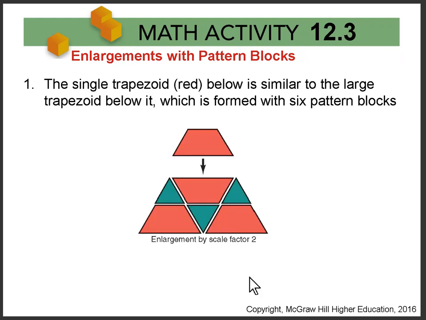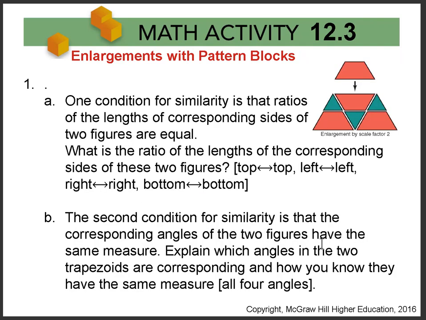In the first question, we have a figure, a red trapezoid, and a larger figure, also a trapezoid. These two shapes are similar. One condition for similarity is that the ratio of the lengths of the corresponding sides of the two figures are equal. What is the ratio of the lengths of the corresponding sides on these two figures?